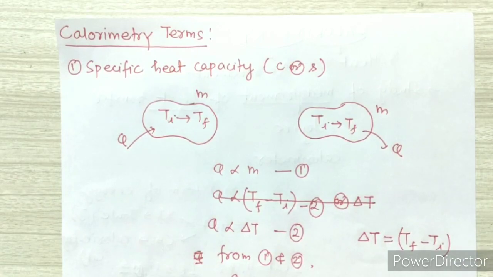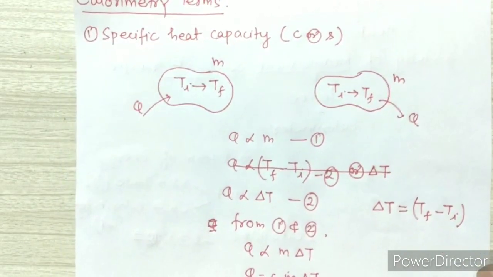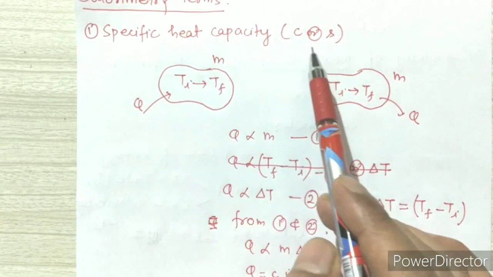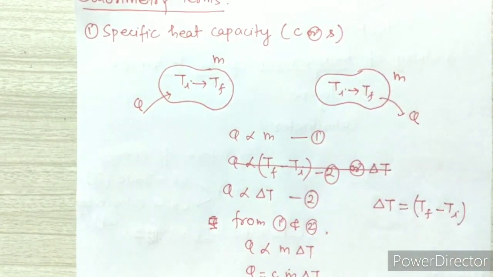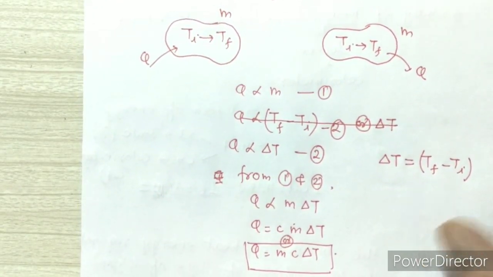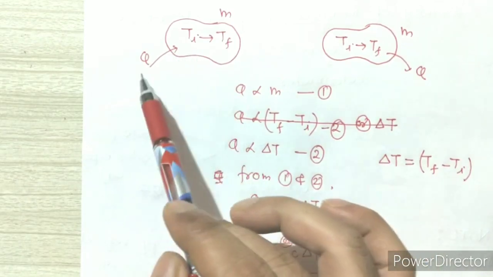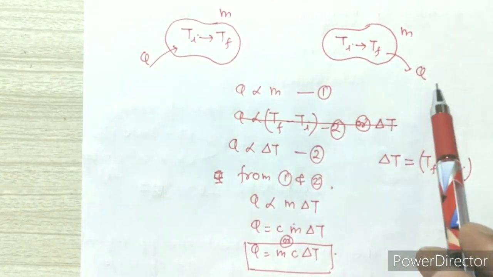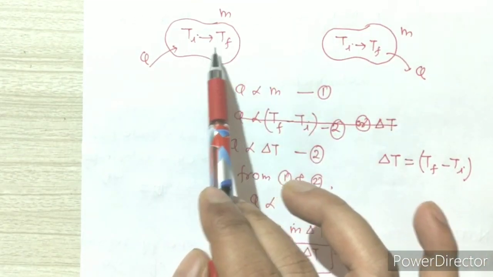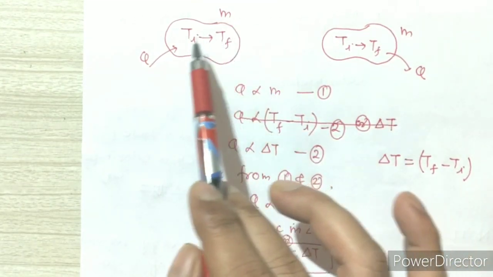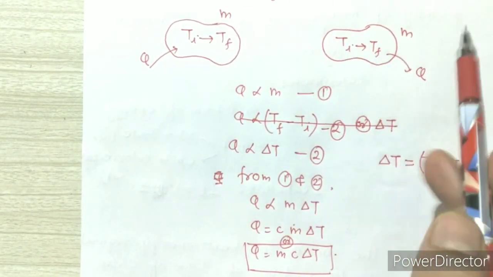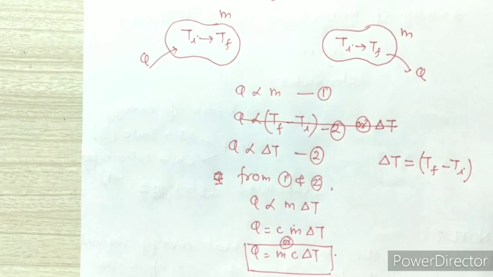Now we will see some calorimetry terms. Term number 1 is specific heat capacity. The symbol we use is small c or small s. So how do we define it? First, try to understand it. Suppose we have a mass and we are either giving heat or taking heat. Its temperature will change. In the first case, temperature will increase, and the final temperature will be more than the initial temperature. And in the second case, the final temperature will be less than the initial temperature.